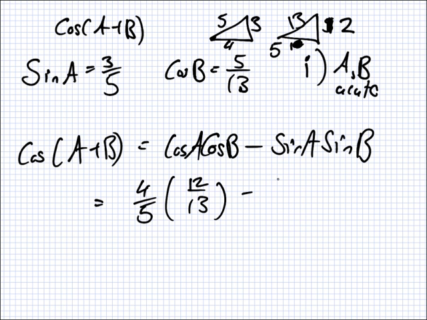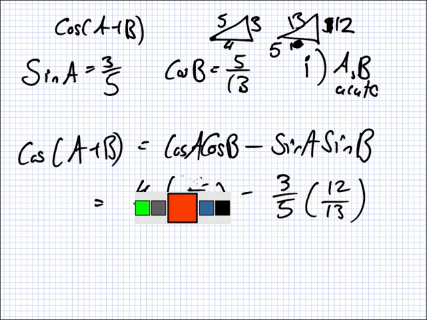Minus sine A, which is 3 over 5, and sine B, which is 12 over 13. Is that okay? No, something's wrong with cos B. 5 over 13. Yeah, because it says it right there too. Cos B, 5 over 13. Okay. And again, you can just put that in on the calculator and you've got it.